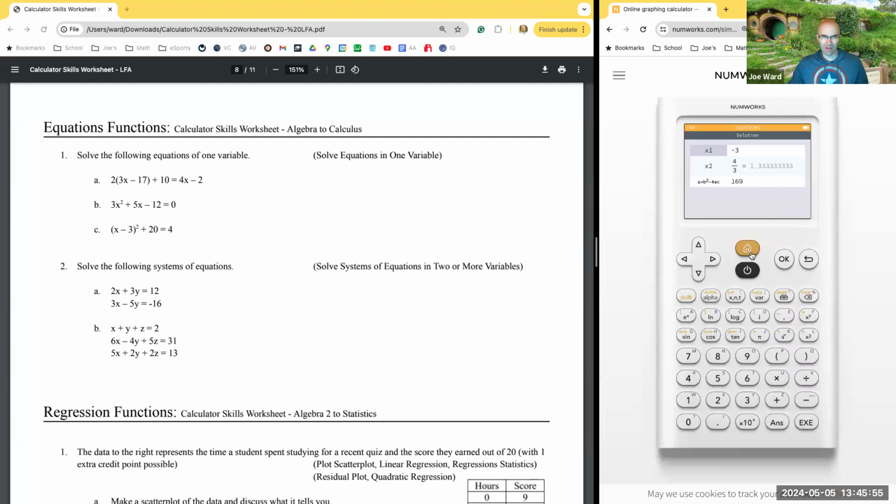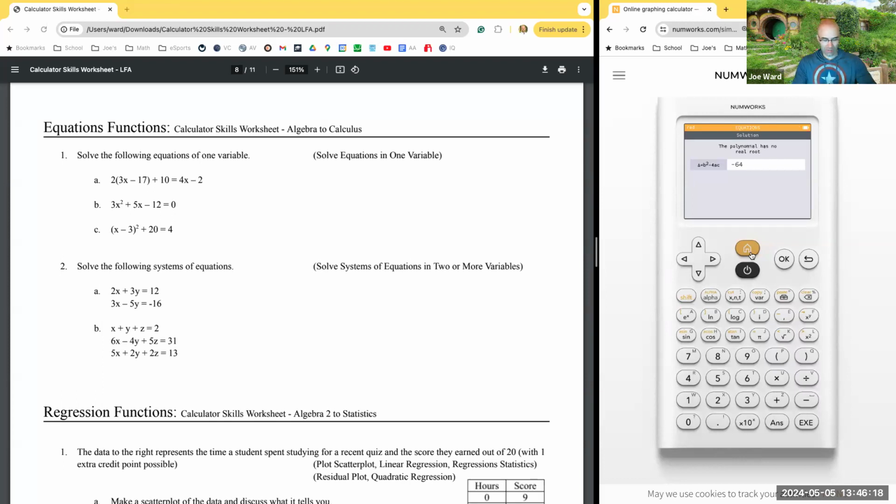And then finally, we have another quadratic in here as well. So again, I'm going to go empty, x minus 3 squared plus 20 equals 4. Now, why did I put a second quadratic in? Let's find out. Let's go to solve the equation. And this says the polynomial has no real roots.